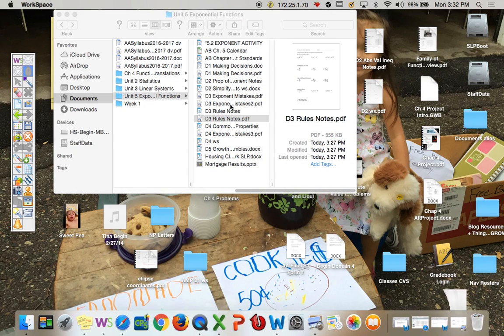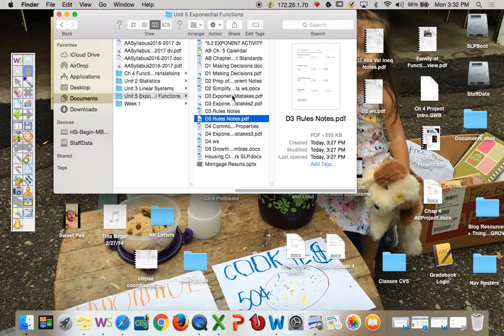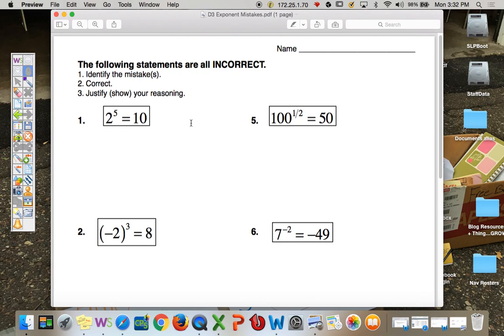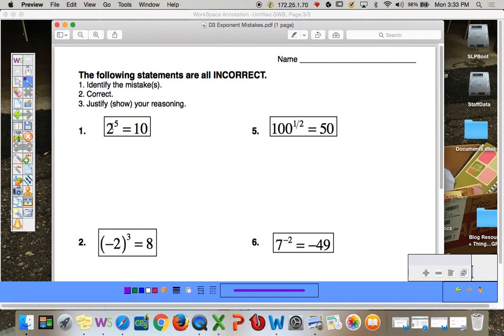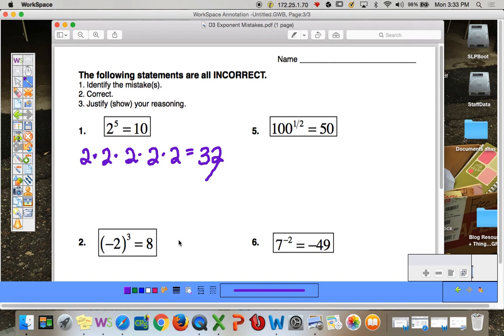So in class, what we look at is common mistakes. So I'll do an example. Okay, so it says identify the mistakes, correct, and justify and show your reasoning. So for example, this first one, 2 to the 5th does not equal 10. So you'd show why this means 5 factors of 2. And this does not equal 10. It equals 2 times 2 is 4, times 2 is 8, times 2 is 16, so this is 32. So in class, we're going to look at all these cases and show why the following are all incorrect. And that will be part of your assignment as well.